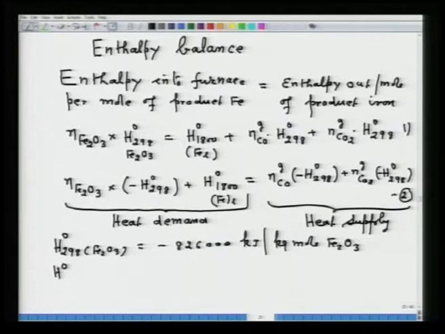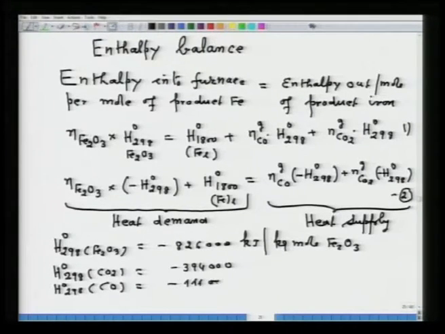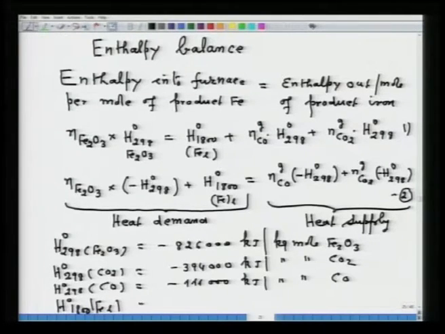Similarly, H naught 298, this is for CO2, and this is for CO. For CO2 that is equal to minus 394,000, and for CO it is minus 111,000 kilojoule per kg mole CO2, and here it is kilojoule per kg mole CO. Similarly, we have to calculate H naught 1800 for liquid iron. In the thermochemistry lecture I had already told you how to calculate this.